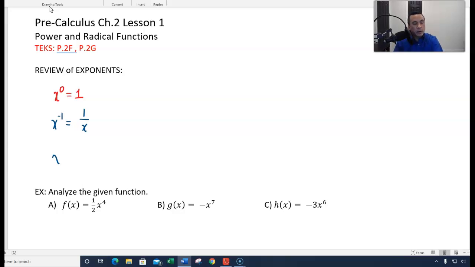And then if we have a rational exponent, rational meaning fraction, such as x to the 1/2 power, that has nothing to do with fractions. The denominator is the root of the term. So this is x to the first power inside the square root. So this would actually translate into the square root of x.